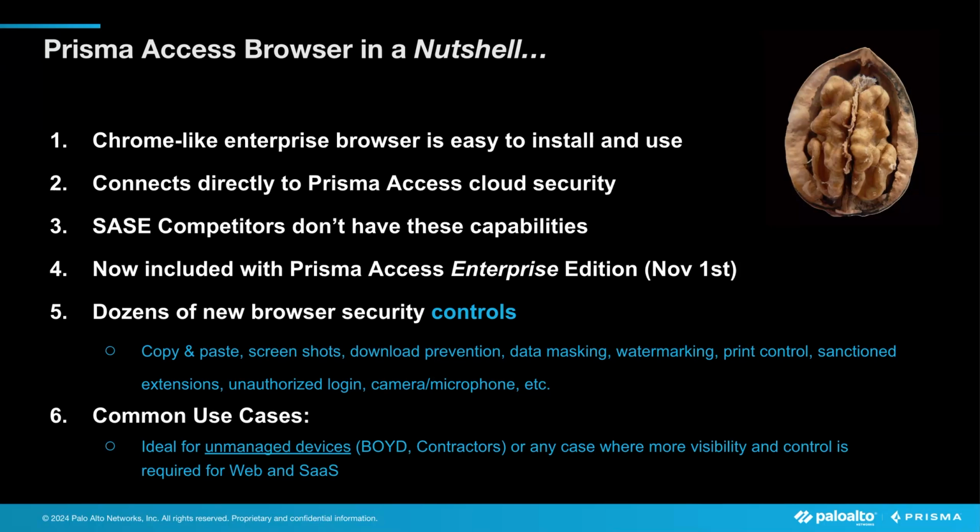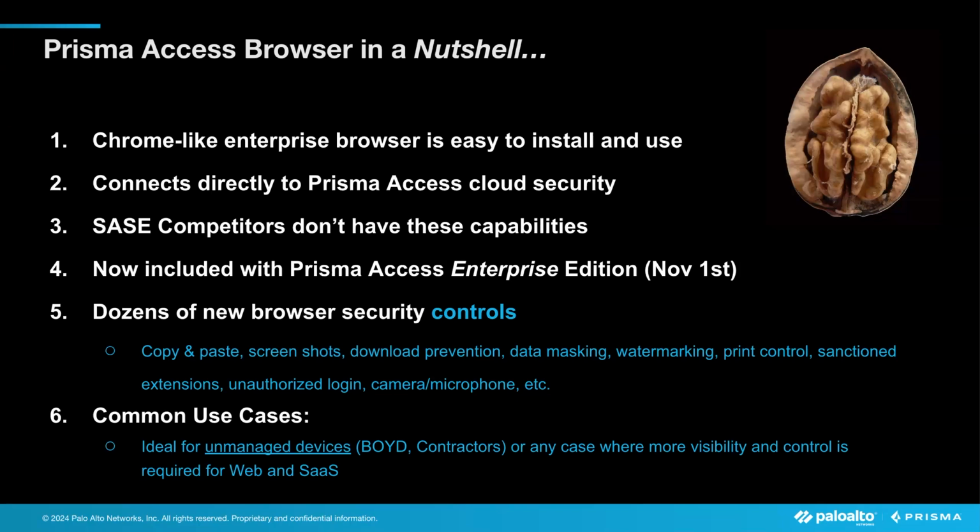So in late 2023, Palo Alto acquired a company called Talon. We felt that they had the best secure browser technology. And these capabilities were fully integrated into Prisma Access by about spring of 2024. So now we're running tens of thousands of users on Prisma Access Browser, including all Palo Alto employees globally. Effective November 1st, 2024, Prisma Access Browser is now included with Prisma Access Enterprise Edition, which is the edition that we sell over 90% of the time.